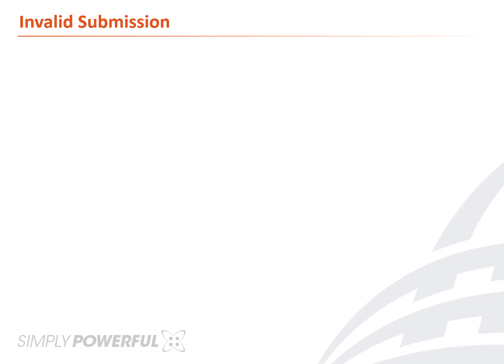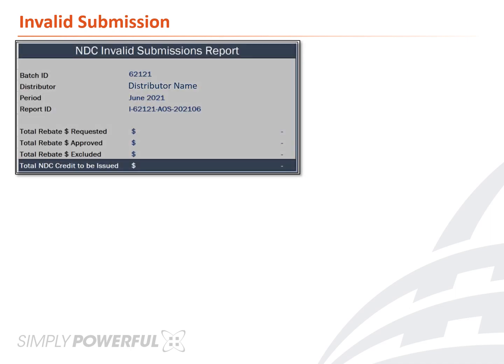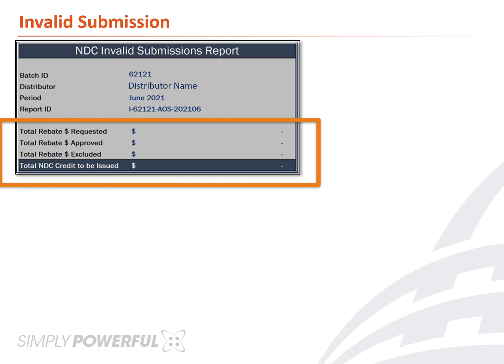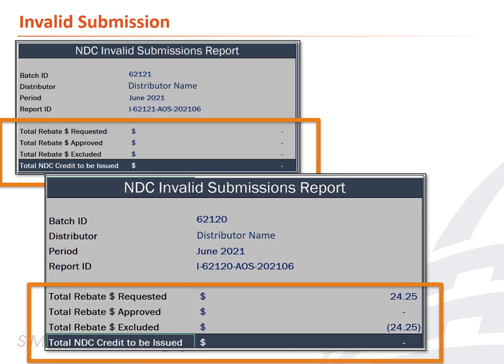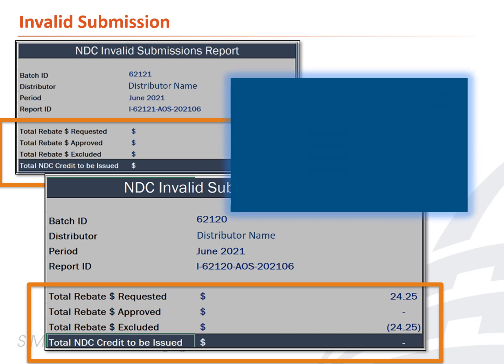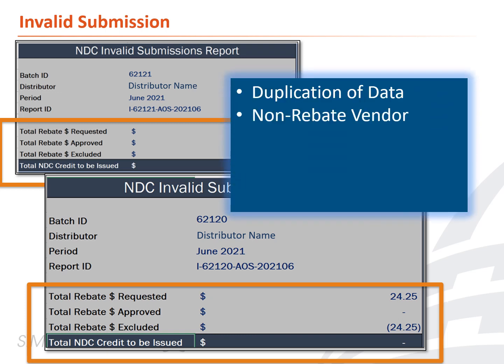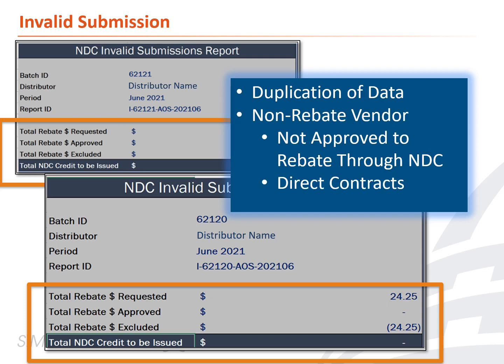NDC will start processing files in the order they are received. Once NDC processes your file, you'll start receiving reports about your data that you submitted, such as the invalid submission report. Some of these may not be related to a rebate request at all, while others may affect the amount of rebate that you are requesting. These can include duplicated lines, vendors that NDC does not have a rebating relationship with, and contract lines that are rebated direct, such as vendor direct programs.